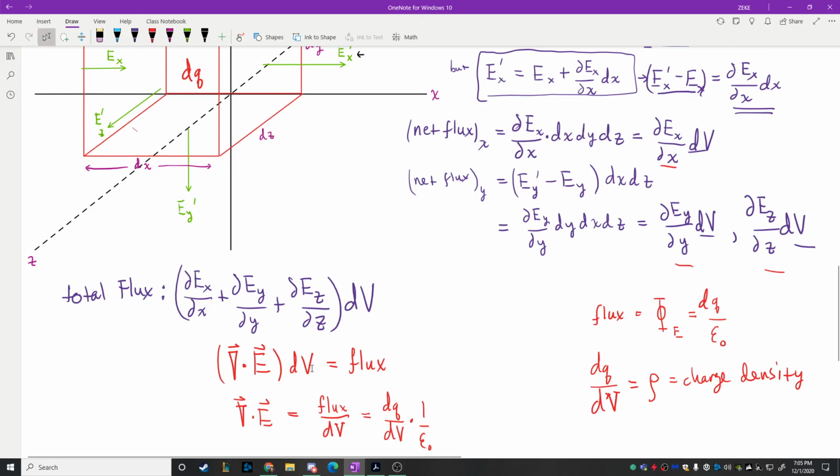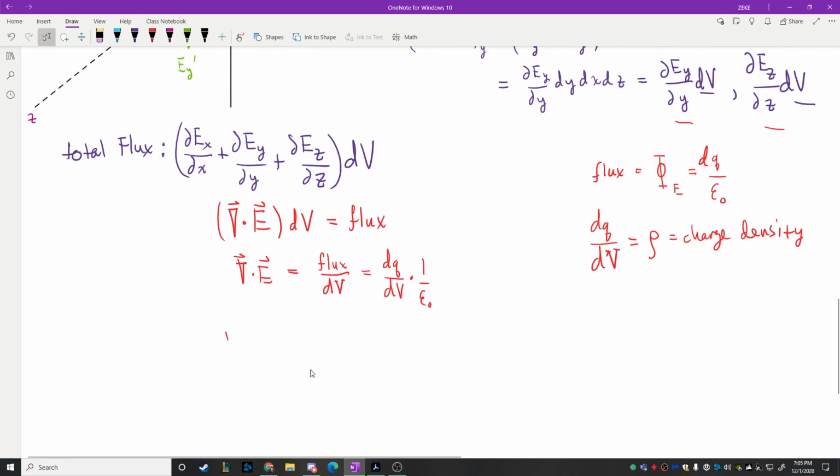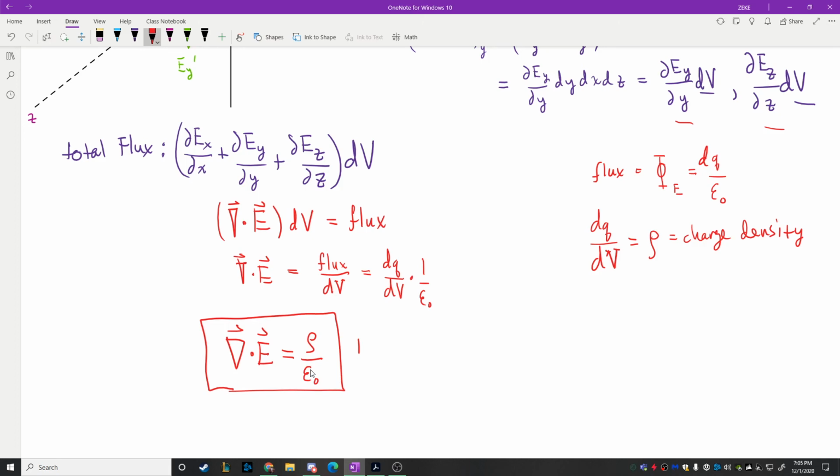And then what that allows us to do with this equation is just say that the divergence of the electric field is equal to the charge density, rho, divided by epsilon naught. And that would be the first Maxwell equation, Gauss's law.